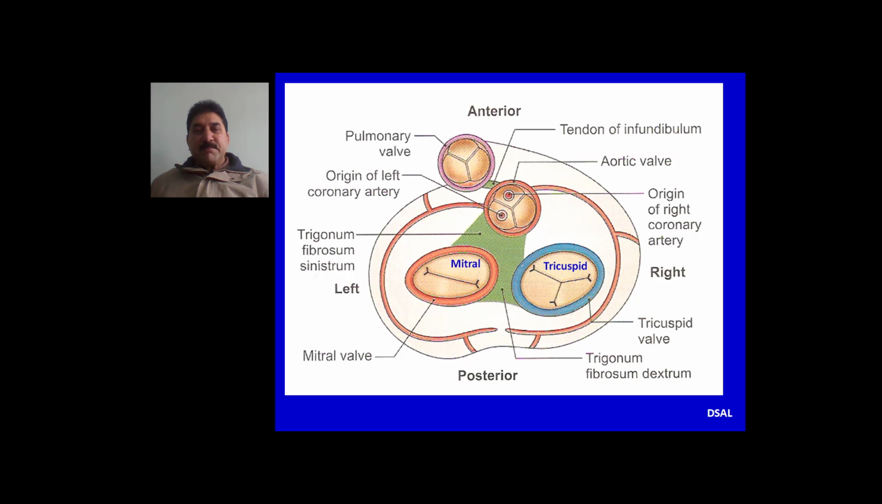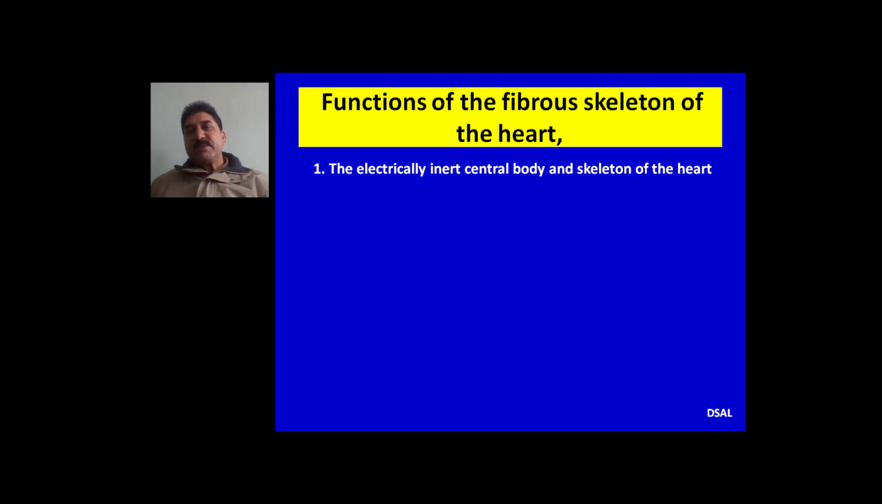As shown in this diagram, mitral valve is placed posteriorly and to the left. Tricuspid valve is placed posteriorly to the right. Pulmonic valve is most anteriorly placed. Between the pulmonic, mitral and tricuspid valve is aortic valve. So between the anteriorly placed pulmonic valve and posteriorly placed mitral and tricuspid valve is the green area. This represents the trigonum fibrosum sinistrum on the left side, trigonum fibrosum dextrum between the tricuspid, aortic and mitral valve on the right side. So what are the functions of fibrous skeleton of the heart?